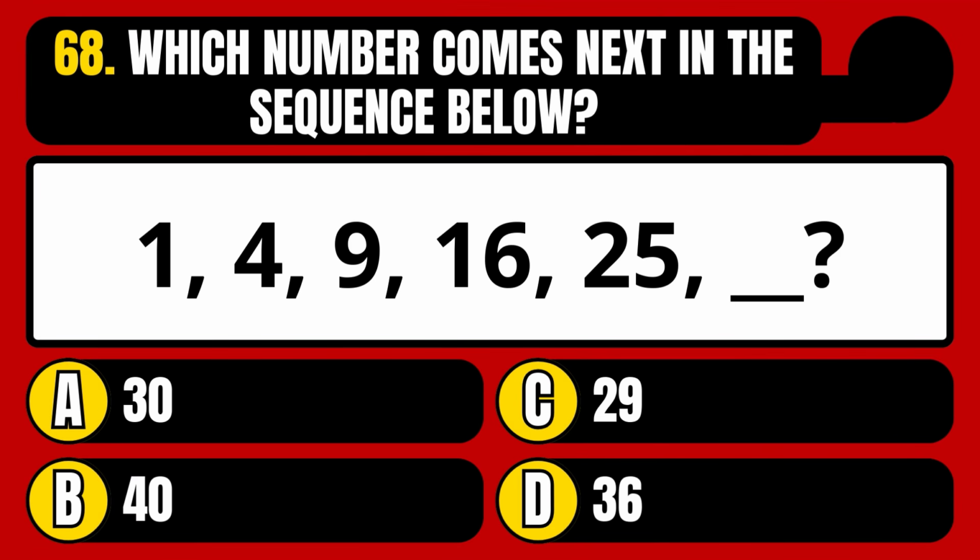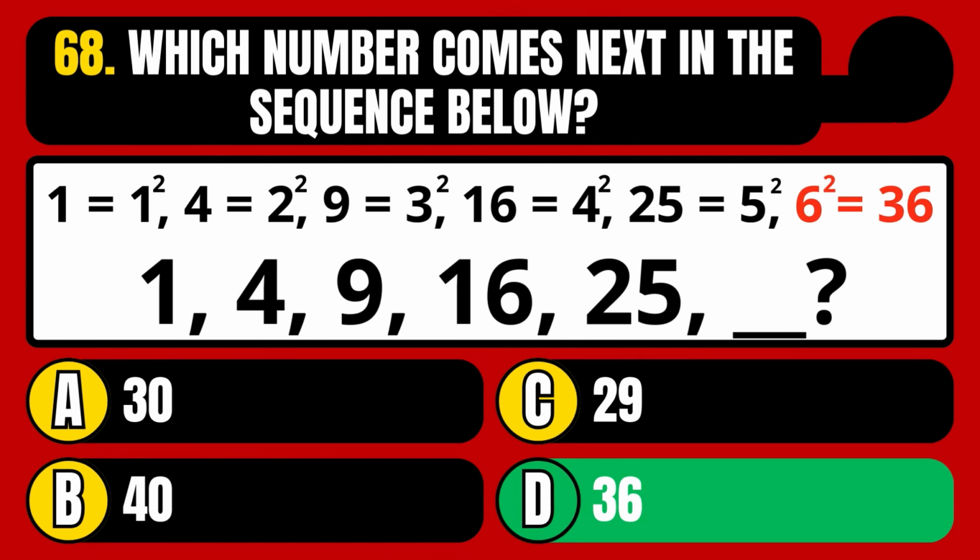Which number comes next in the sequence below? 30, 40, 29, or 36? The correct answer is option D, 36.